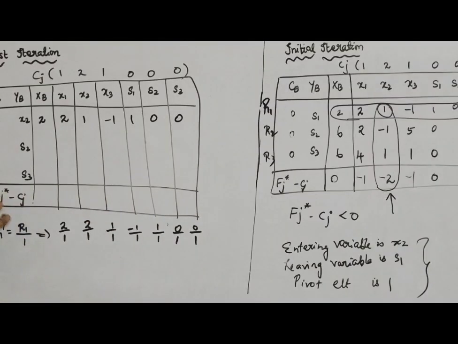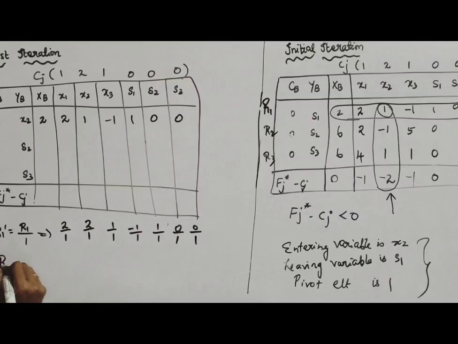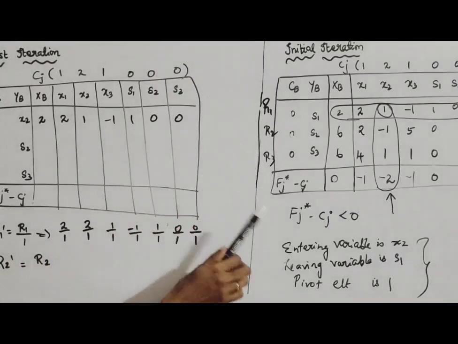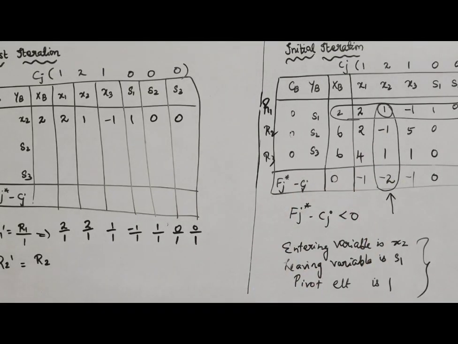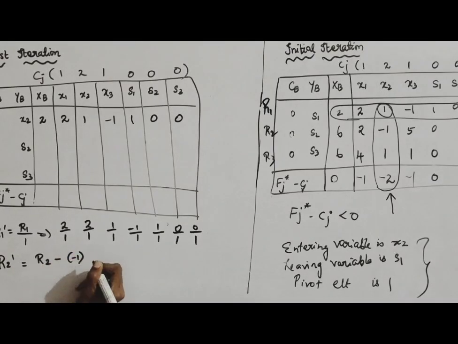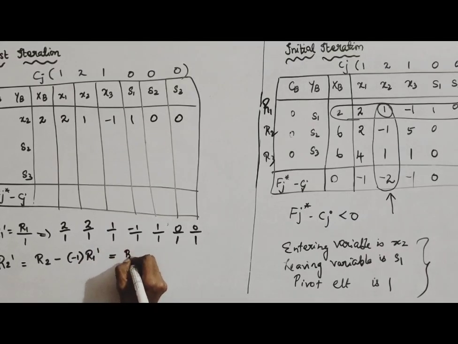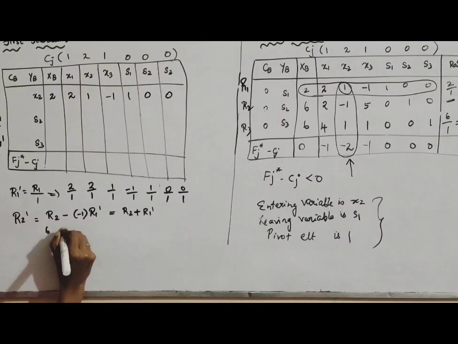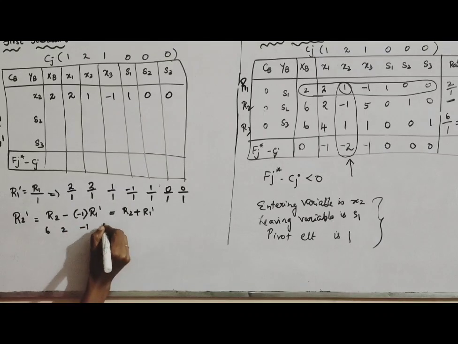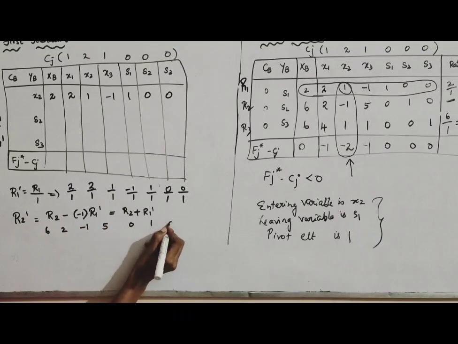Now we have to find the second row, that is R2 dash. How do we get R2 dash? R2 dash is equal to R2 minus the corresponding column coefficient, that is minus 1, into R1 dash. That can be written as R2 plus R1 dash. What is R2? 6, 2, minus 1, 5, 0, 1, 0.